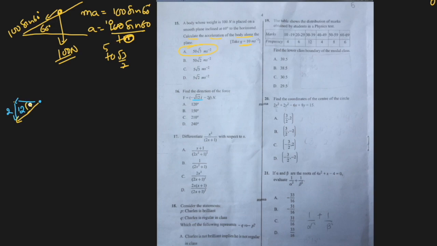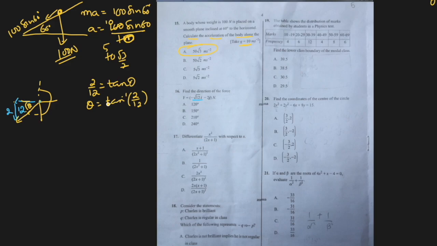If I find this angle, then I can easily find the bearing. It will be 90 till here, 180 till here, and 270 till this blue line, but I will subtract the angle I get. So let's find this theta. We can say opposite over adjacent, 2 over 12, equal to tan theta. Theta will be tan inverse 2 over 12.